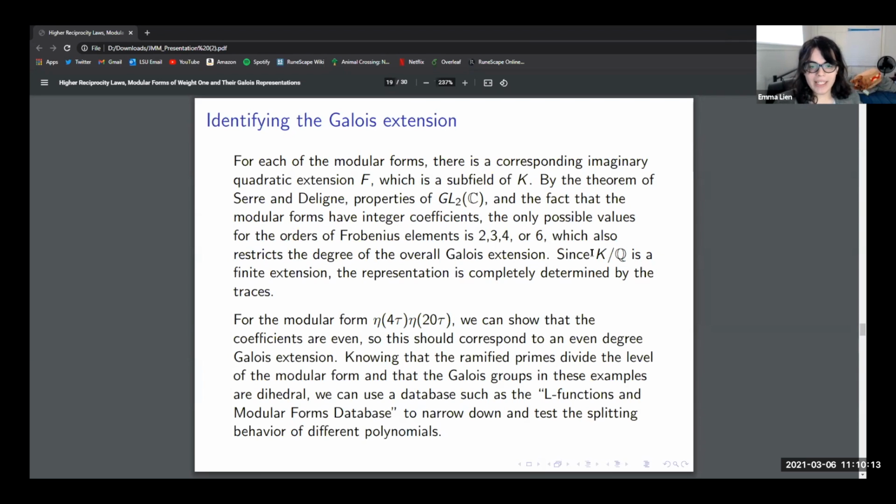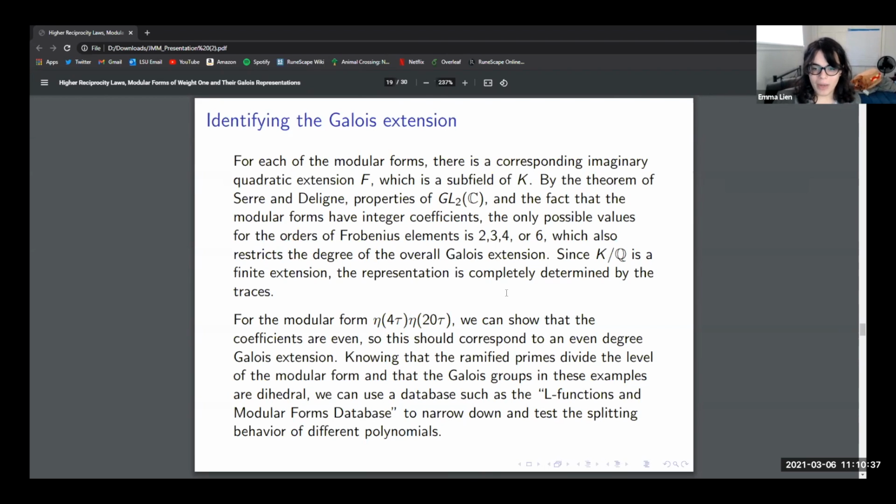For the case of eta of 4 tau times eta of 20 tau, we can show that the coefficients are even. So all the elements of the Galois group have even order. So this should correspond to an even degree Galois extension. And in this case, I believe it's a quartic polynomial that corresponds to this modular form.